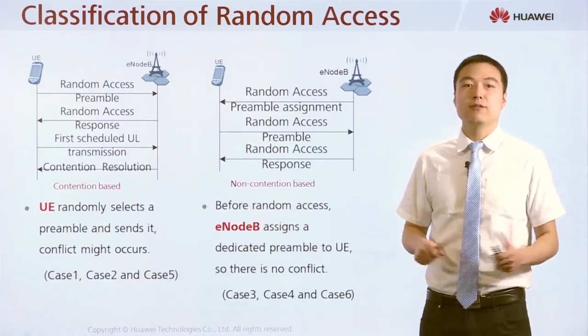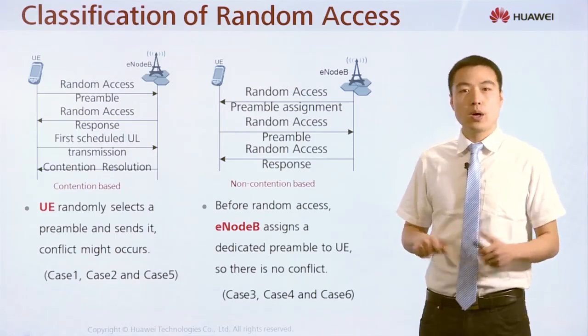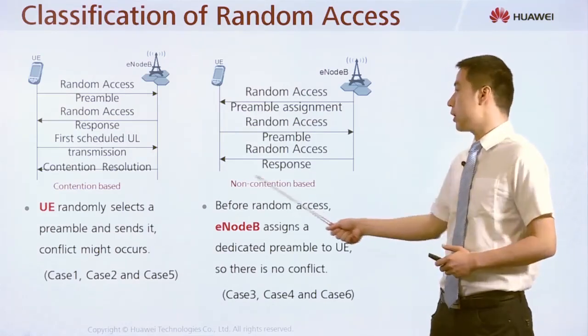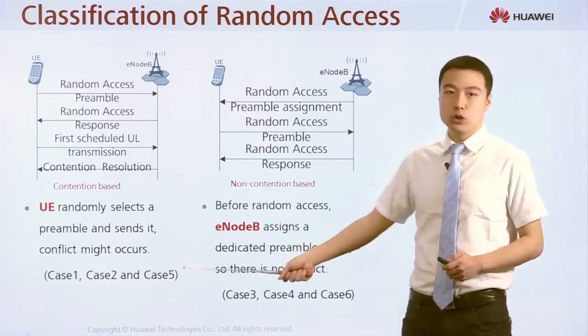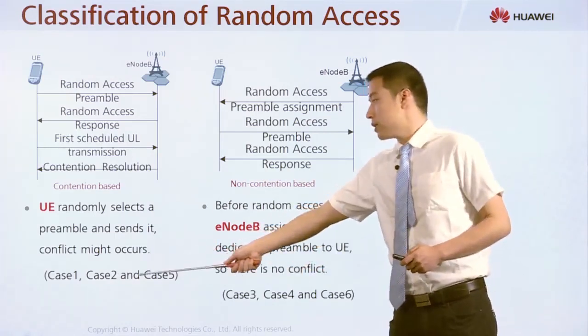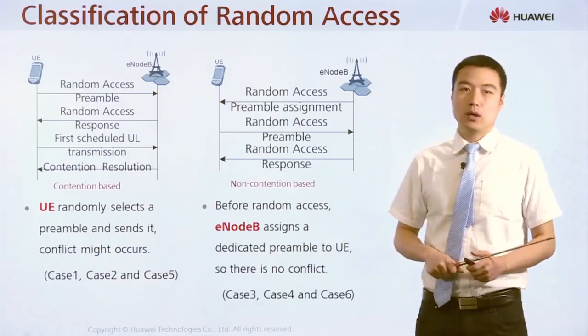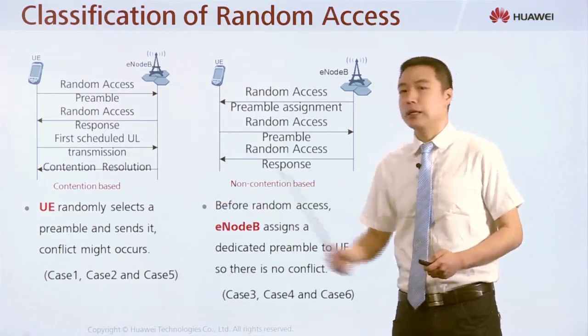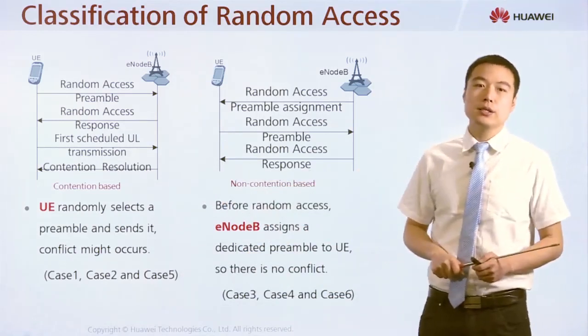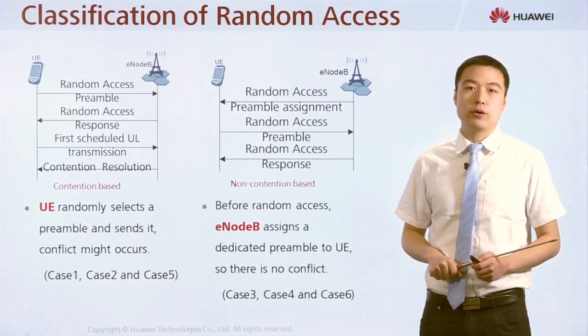Actually, if it were possible, we would want all the cases to use non-contention-based. But unfortunately, we have no choice. Case 1, case 2, and case 5 cannot use non-contention-based. Finally, they use the contention-based. This is the classification of the random access.